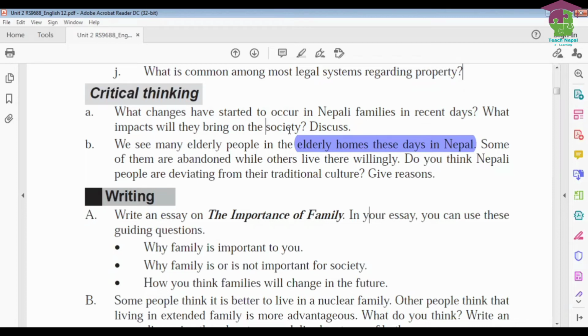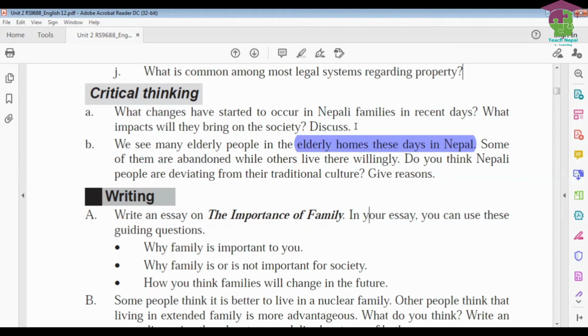Means the changes, how the structure of family is getting changed in the context of Nepal also, as it is described in the text. The extended families are getting changed into nuclear families, and the role of the spouses also is getting changed, right? It's becoming a shared activity, right? Rather than the patriarchal or male-dominated society, right?